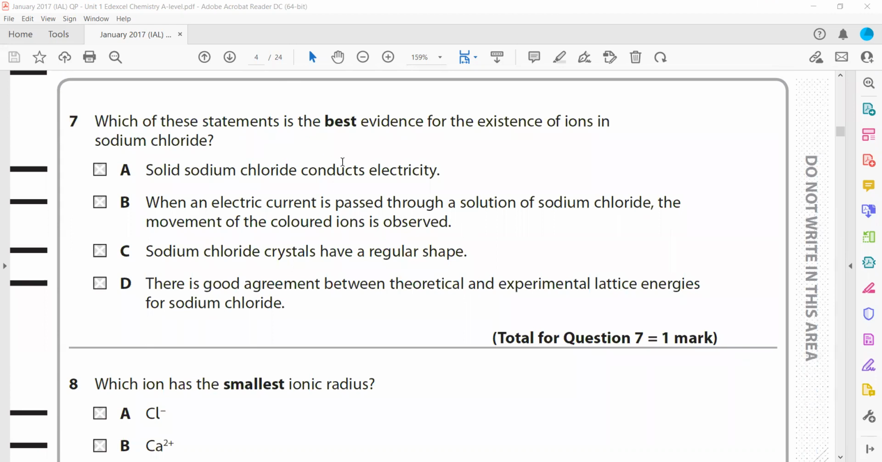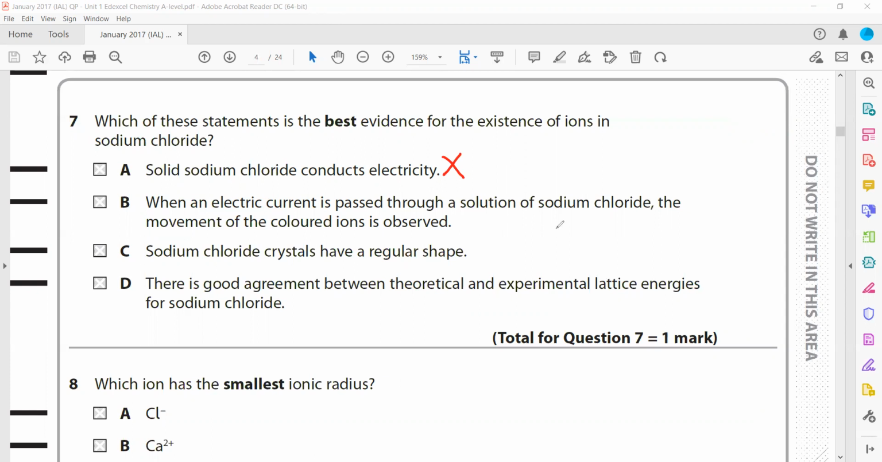Which of these statements is the best evidence of existence of an ion in sodium chloride? So how do we identify that there are ions present in the sodium chloride? Solid sodium chloride conducts electricity. This statement is not correct because solid sodium chloride does not conduct electricity.